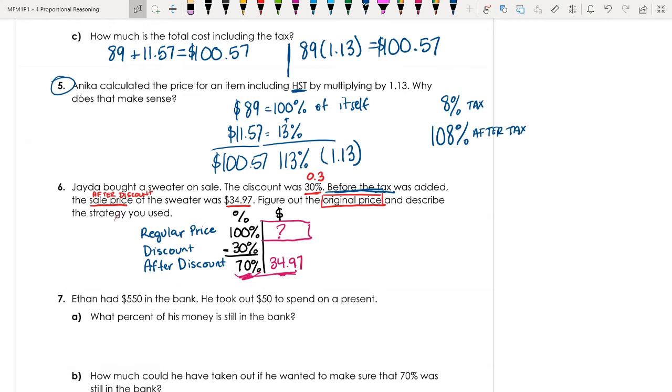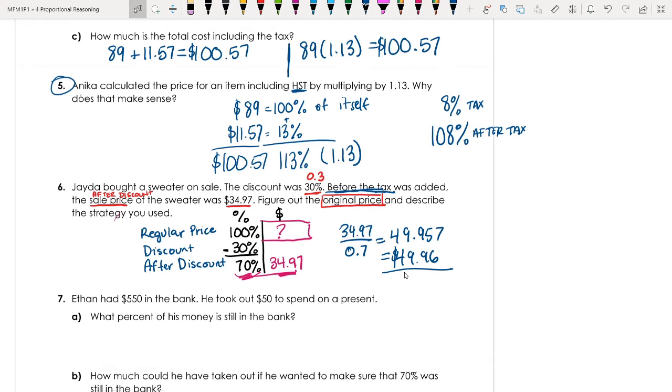And to find the base, we divide the amount by the percentage as a decimal. And so I will get 34.97 divided by 0.7. And when I do that calculation, I get $49.957 or $49.96. And that is my original price.